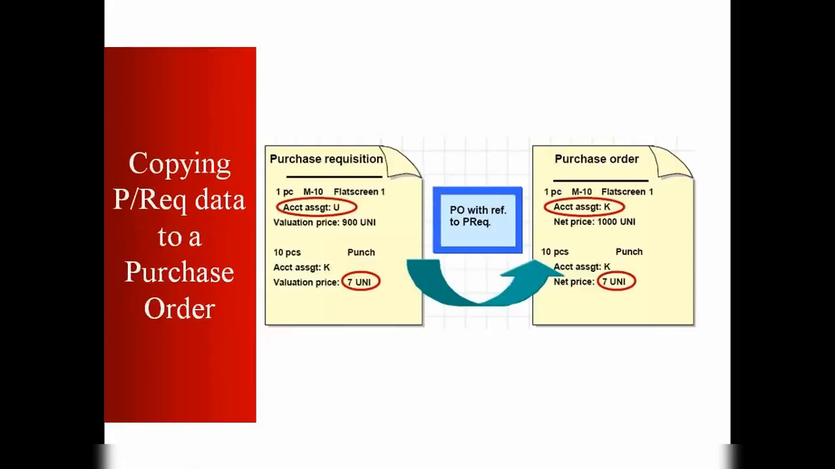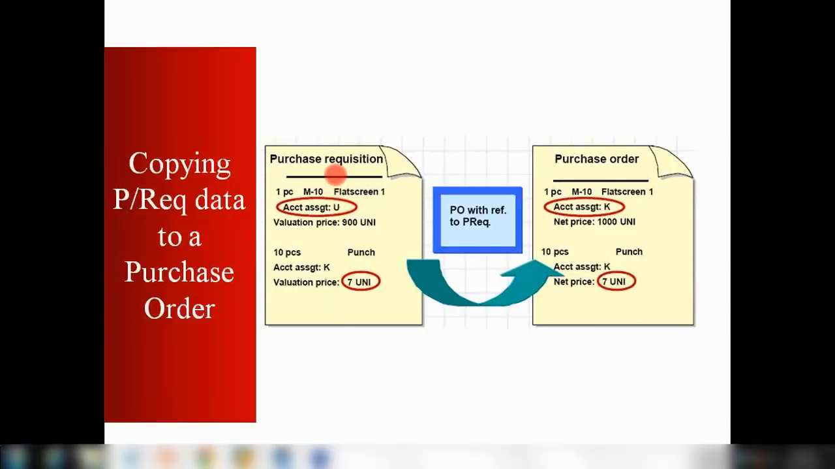Okay, I think I already discussed this one, but let's see again. If in your purchase requisition you're using U as the account assignment category, U is unknown. When you have unknown, you don't need to enter the account assignment data and everything, like what is the general ledger account or cost center. Okay, when you say U.